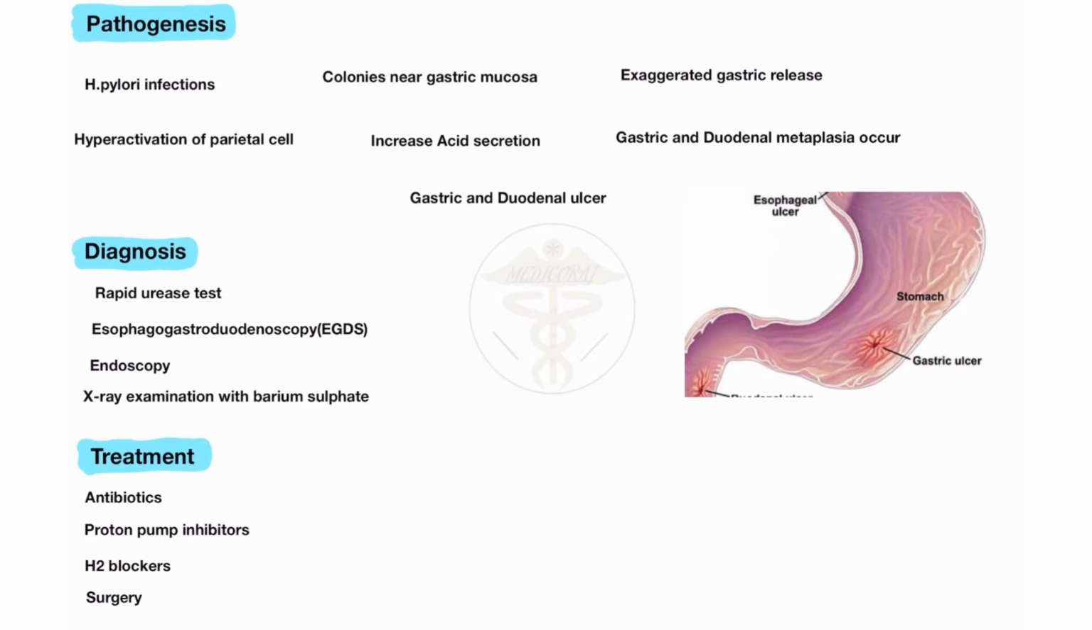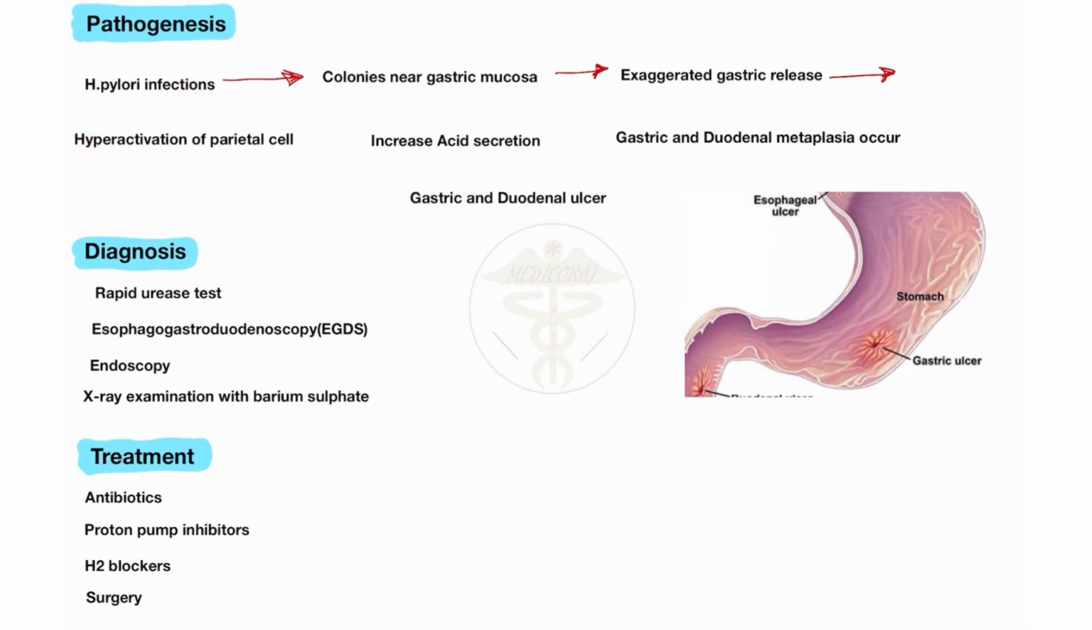First of all, infection with Helicobacter pylori bacteria causes colonization near the gastric mucosa of the duodenum or the stomach. When colonization occurs, it causes a high amount of release of gastric acid, which causes activation of the parietal cell. You will see hyperactivation of the parietal cell in the patient.